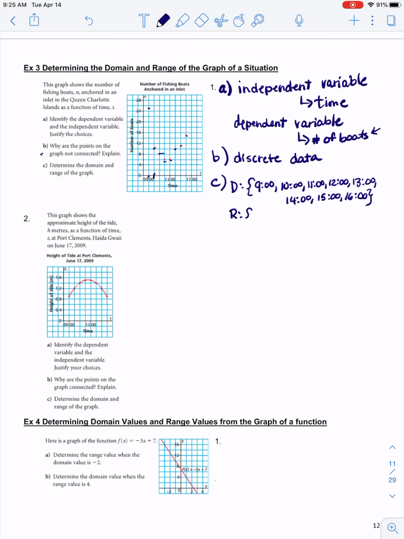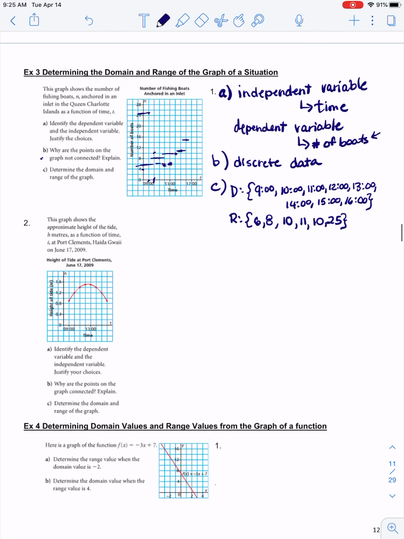And range is the same, I just list the numbers. Typically we go from the smallest number to the largest number. So if this is 4, this would become 6 because these 2 points land at 6. This one here is 8. These are 10. Here is 11. 15. And 25. That's it. Okay, I'm going to let you do 2.